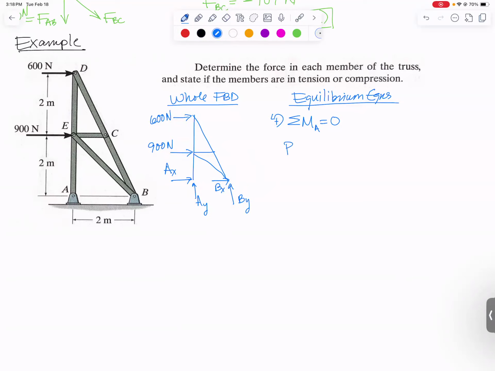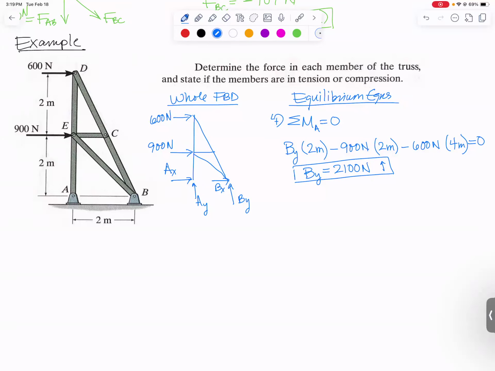So counterclockwise, I've got BY and its perpendicular distance is 2 meters. And then clockwise, I've got 900 newtons. Its distance away is also 2 meters. And 600 newtons, its distance away appears to be 4 meters from point A. Again, we're doing perpendicular distances. So solving that, I end up getting that BY is equal to 2100 newtons, and it comes out as a positive, which means I correctly guessed upward.